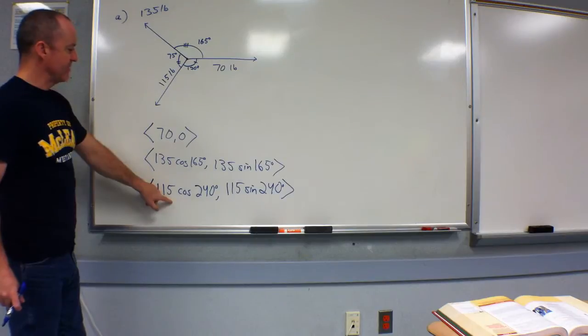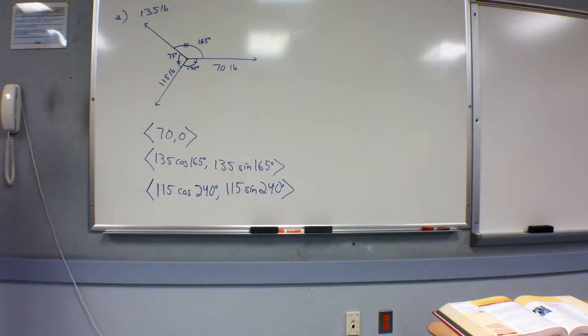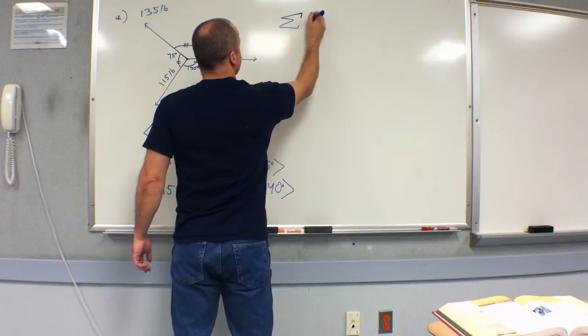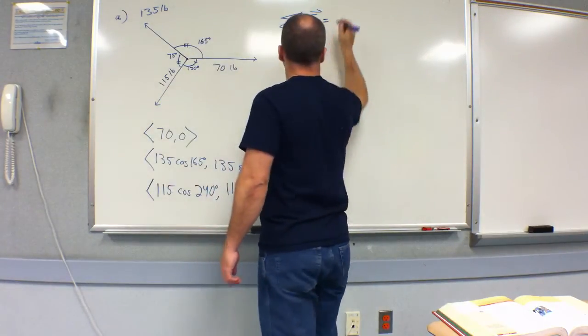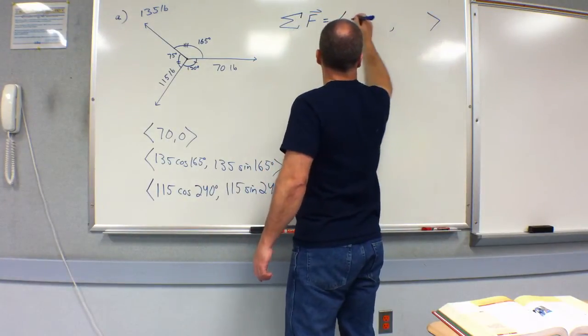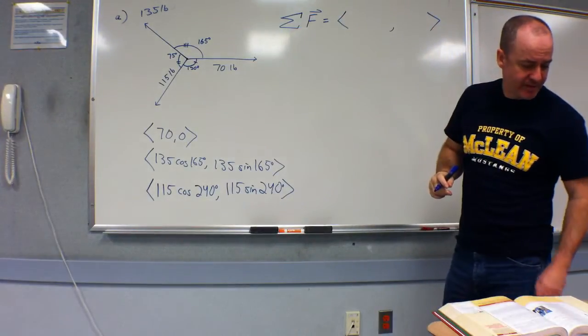Add these three numbers to get my x component. Add these three numbers to get my vertical component. And the sum, physics kids, my sigma symbol, remember that? Of all the forces is going to be negative 117. 118, I suppose. I should have two.